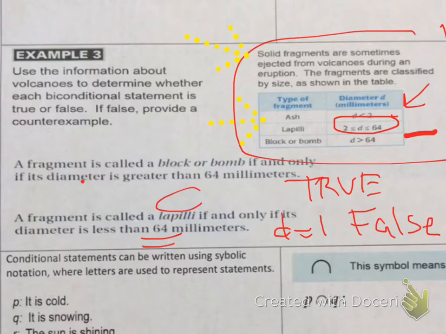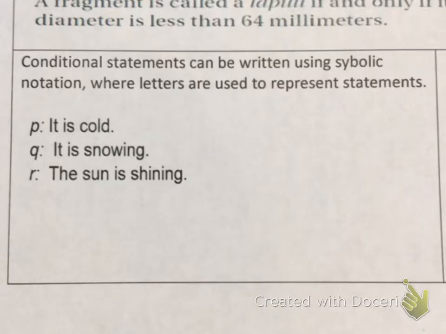All right, we're going to shift a little and start talking about some symbols that go along with our statements. Every time we're dealing with statements, it's easier to call them a variable. So in symbolic notation, we assign letters to represent statements. For the next several examples, every time we see P, it means it is cold. Every time we see Q, it means it is snowing. And every time we see R, it means the sun is shining.